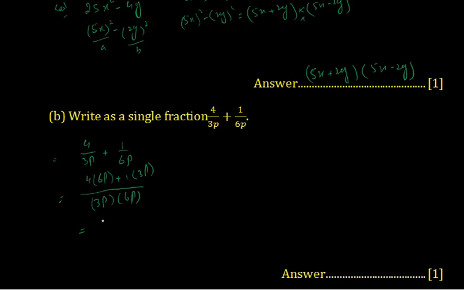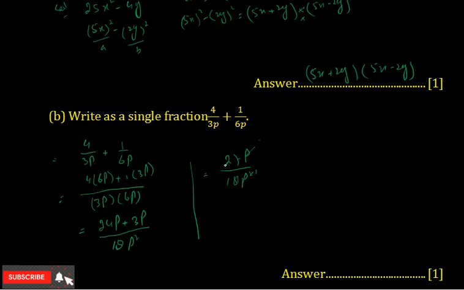So it becomes 4 6s are 24p plus 3p upon 3 6s are 18, and p multiplied by p is p square. Further it can be written as 24 plus 3 is 27p upon 18p square. So we can cancel p, the power 2 is cancelled with power 1, and 9 3s are 27 and 9 2s are 18. So it can be written as 3 upon 2p. P is cancelled and only 1 power of p remains. So the single fraction is 3 upon 2p.